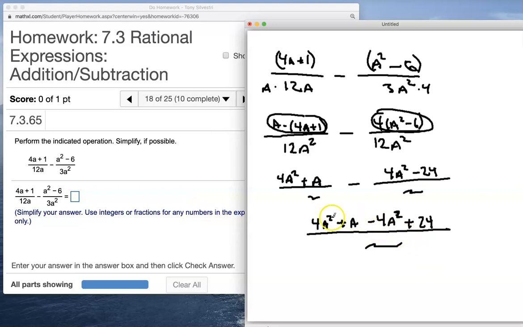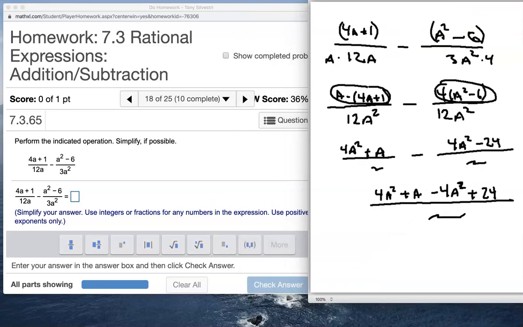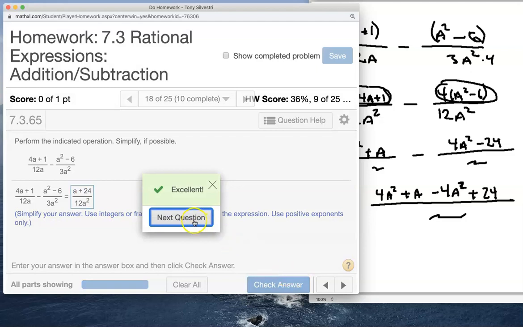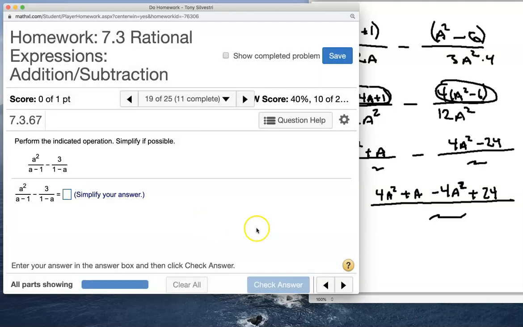And the last thing that we're going to do is combine our like terms, which I'm going to do right over here, right in the end answer. The end answer has to have a denominator of 12a squared. And let's see. 4a squared minus a squared is 0. 0a squared. They cancel out. Goodbye a squares. I'm left with a plus 24, and that's what goes up top. A plus 24. Check your answer. Fantastic. It's the same answer.